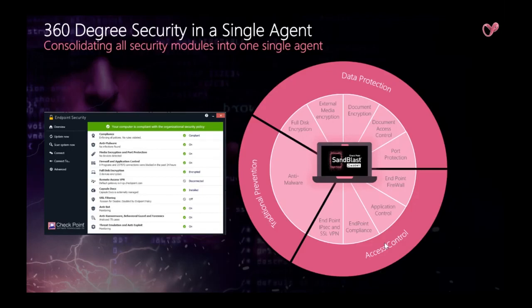And endpoint firewall, application control, endpoint compliance, endpoint IPsec, and SSL VPN. These all come under the access control. So if we control the application and block the malicious applications, then we can reduce the attack surface, and the endpoint firewall also plays an important role in that.